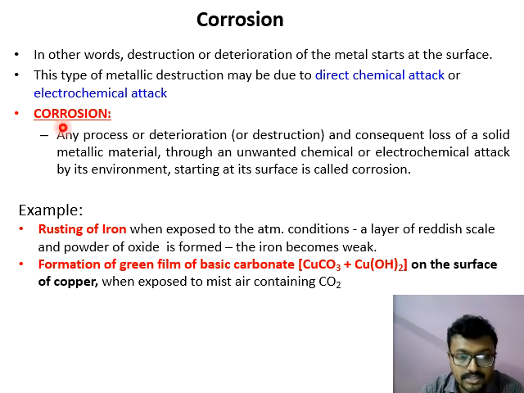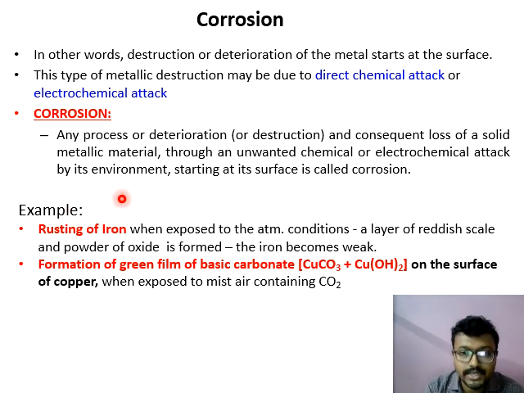So what is the definition of corrosion? Corrosion is any process of deterioration or destruction and consequent loss of solid metallic material through unwanted chemical or electrochemical attack by its environment, starting at its surface. Corrosion always starts at the surface. Example, rusting of iron. Now, why does corrosion occur?